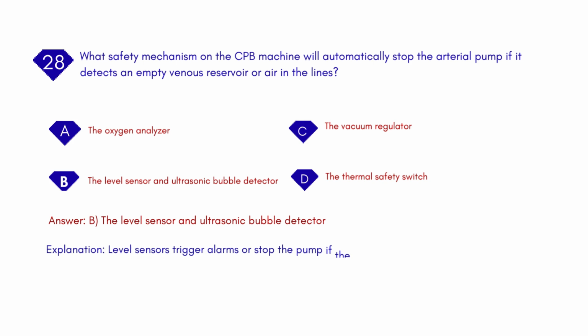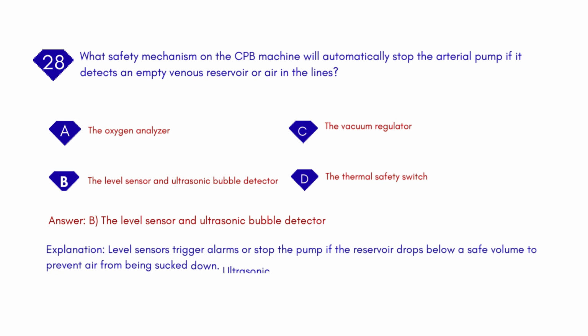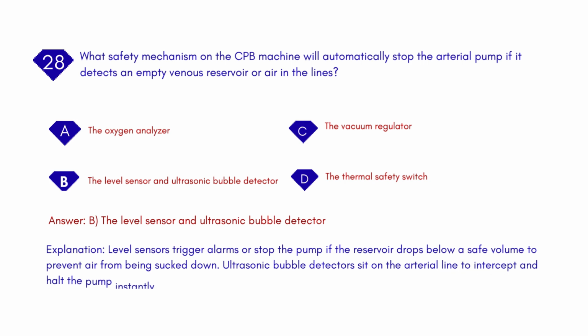Explanation: level sensors trigger alarms or stop the pump if the reservoir drops below a safe volume to prevent air from being sucked down. Ultrasonic bubble detectors sit on the arterial line to intercept and halt the pump instantly if any macroscopic air is traveling toward the patient.